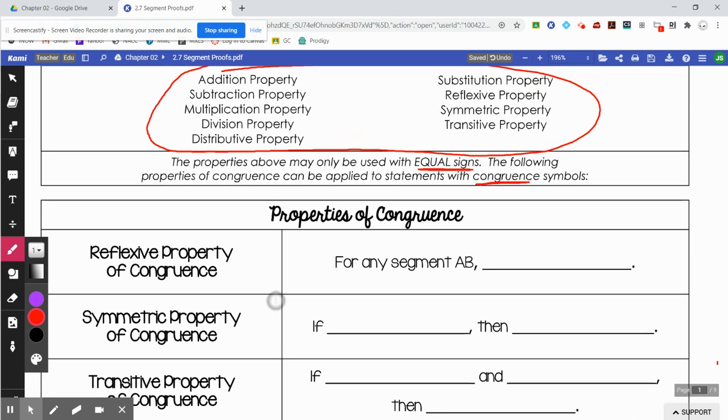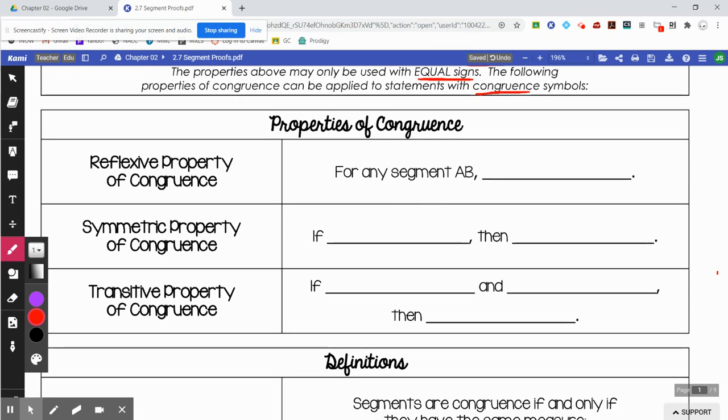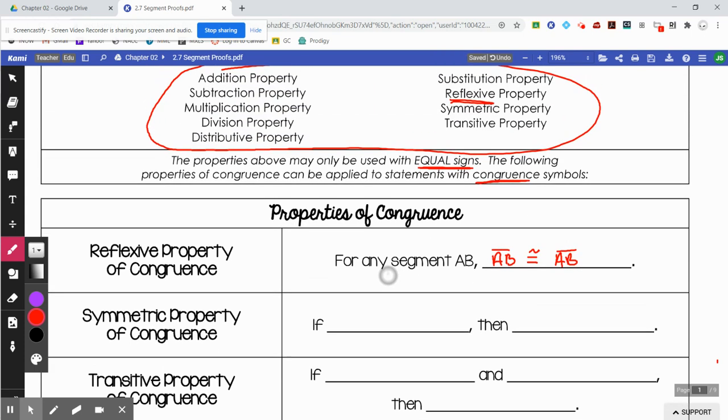First off, the reflexive property of congruence. The same way we have a reflexive property of equality, the reflexive property of congruence pretty much says the exact same thing, except we're talking about congruence instead of equality. So for any segment AB, that line segment will always be congruent to itself. Now notice I put the symbol above it because we're talking about the actual line segment, because our reflexive property of equality says AB is equal to AB without the symbol, because now we're talking about a length. The distance from A to B is equal to the distance from A to B.